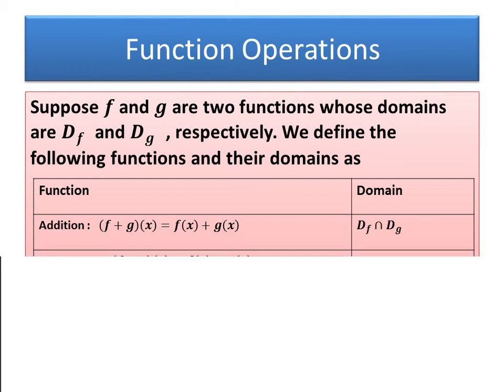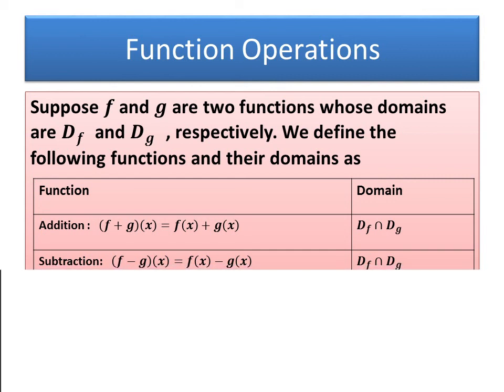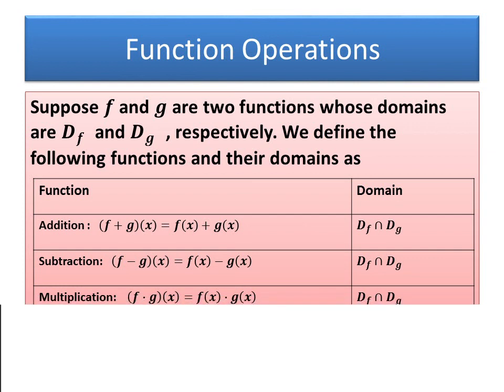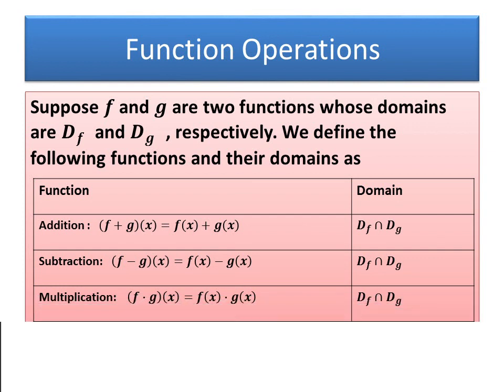The second function is the difference between the two functions f and g. So f minus g of x is equal to f of x minus g of x. Also here, the domain of this new function is the intersection of the two domains df and dg. For multiplication, we have f times g of x is equal to f of x times g of x. Also, the domain of this function is the intersection of the two domains df and dg.